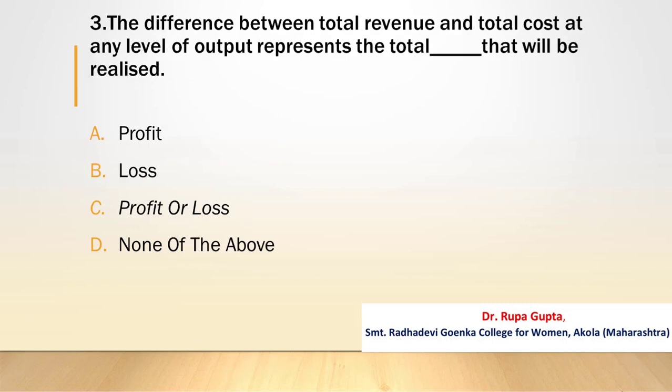Question number 3. The difference between total revenue and total cost at any level of output represents the total dash that will be realized. Option A. Profit, B. Loss, C. Profit or loss, D. None of the above. And the correct answer is C, that is profit or loss.